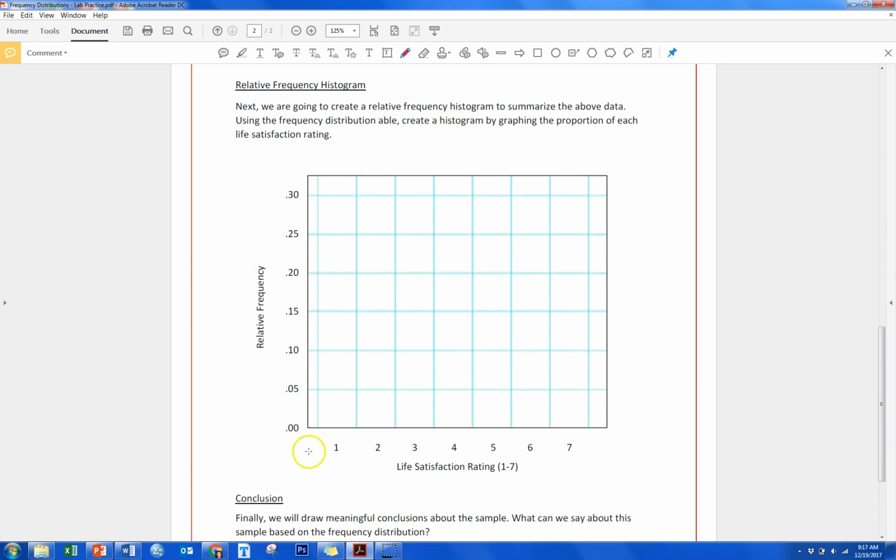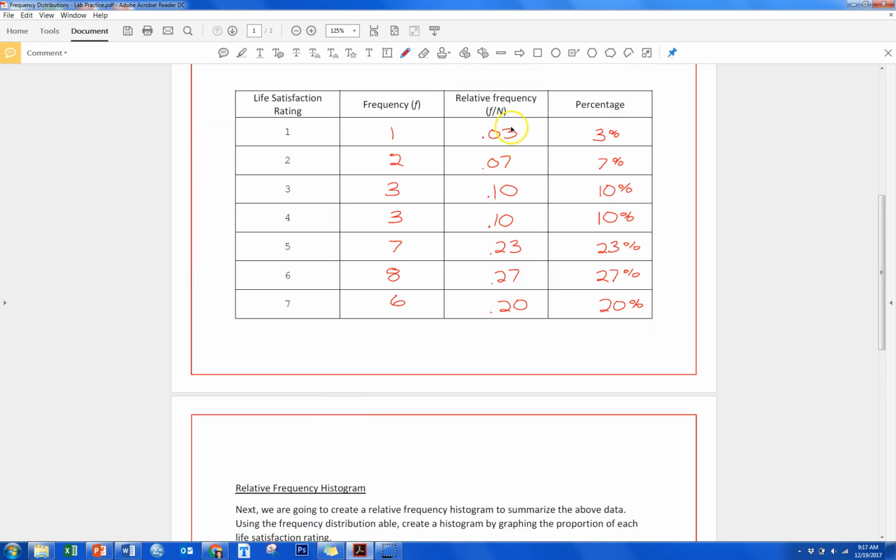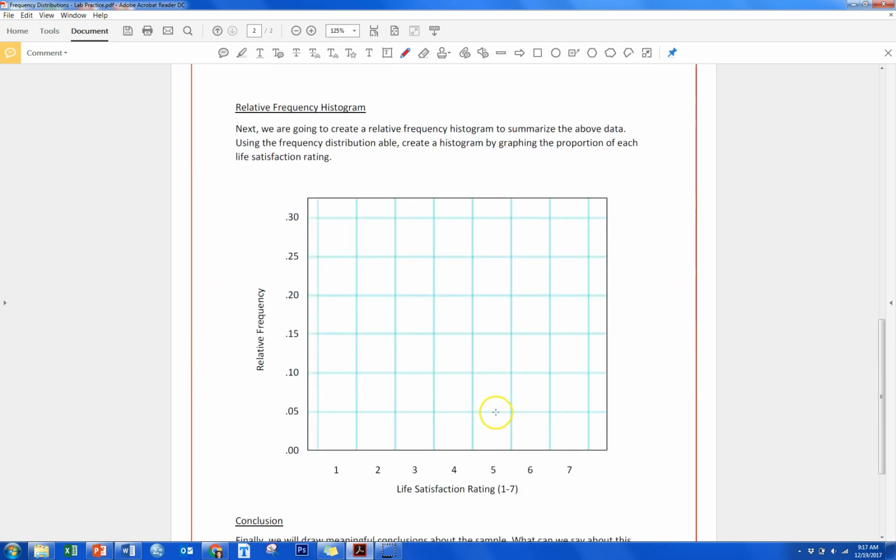Okay, so first thing we need to do is start with the first column. So we have a 1. What is the relative frequency of respondents who gave a 1? 0.03. So it's definitely on the smaller side. So what we're going to do is create a little box here, our first part of our graph. So let's see here. So here's 0.5. It's less than that. The halfway point, 0.25, would be here. So it'll be just a little bit past the halfway point, right about there. Okay, so this is the first bar in our relative frequency histogram.